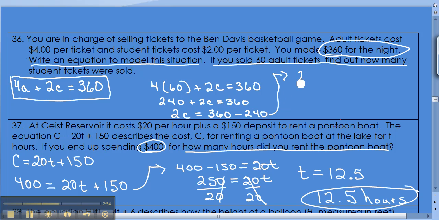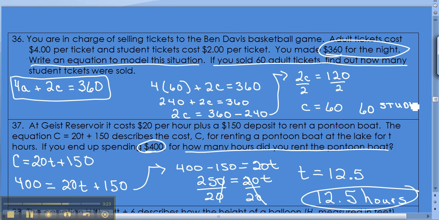So you're going to have 2C equals 120, subtracting the 360 minus 240. Divide both sides by 2, and you get C equals 60. So they wanted to know how many student tickets were sold. So 60 student tickets.